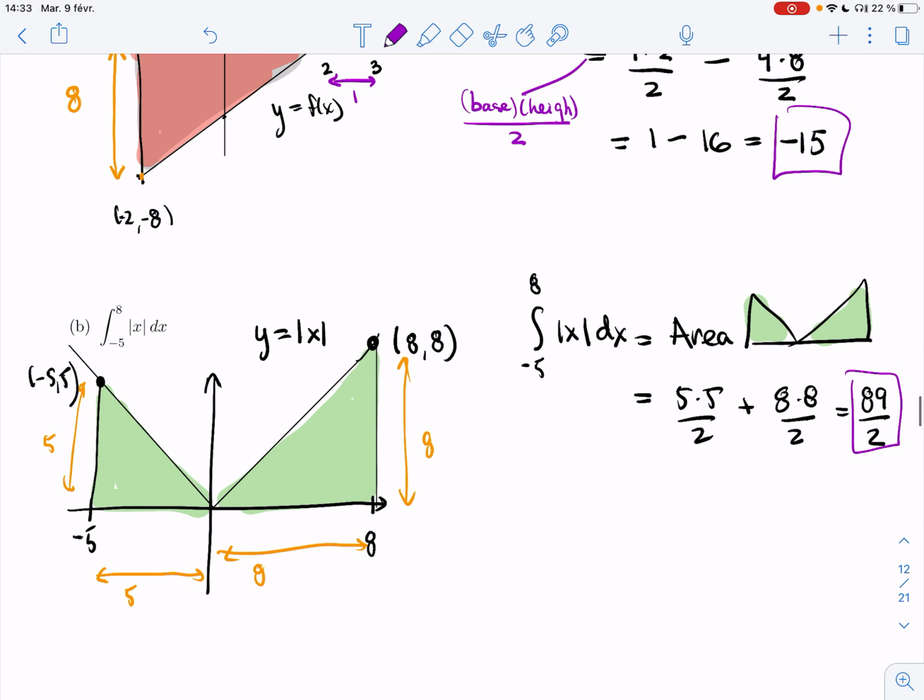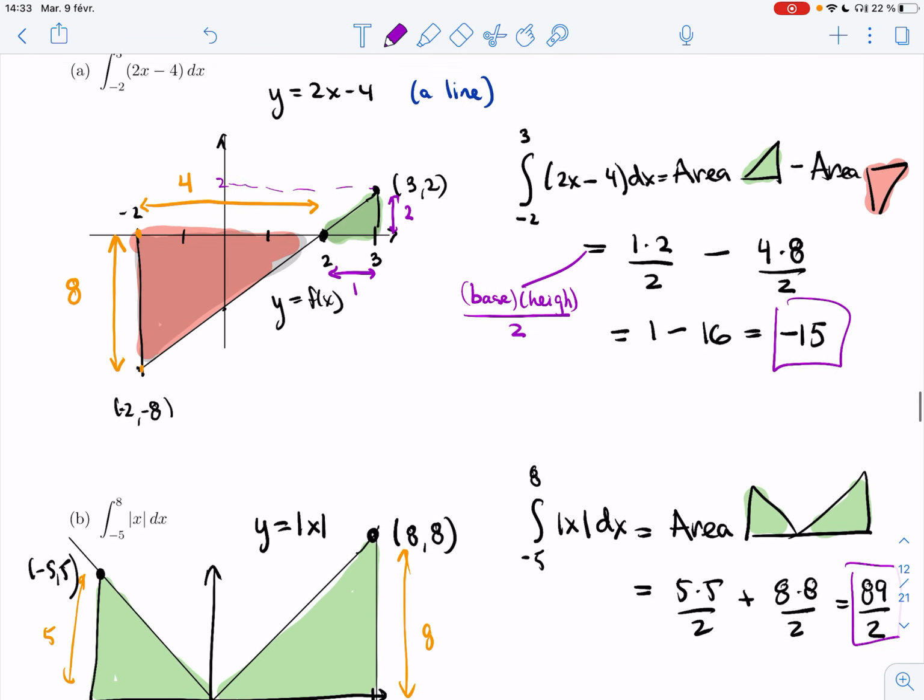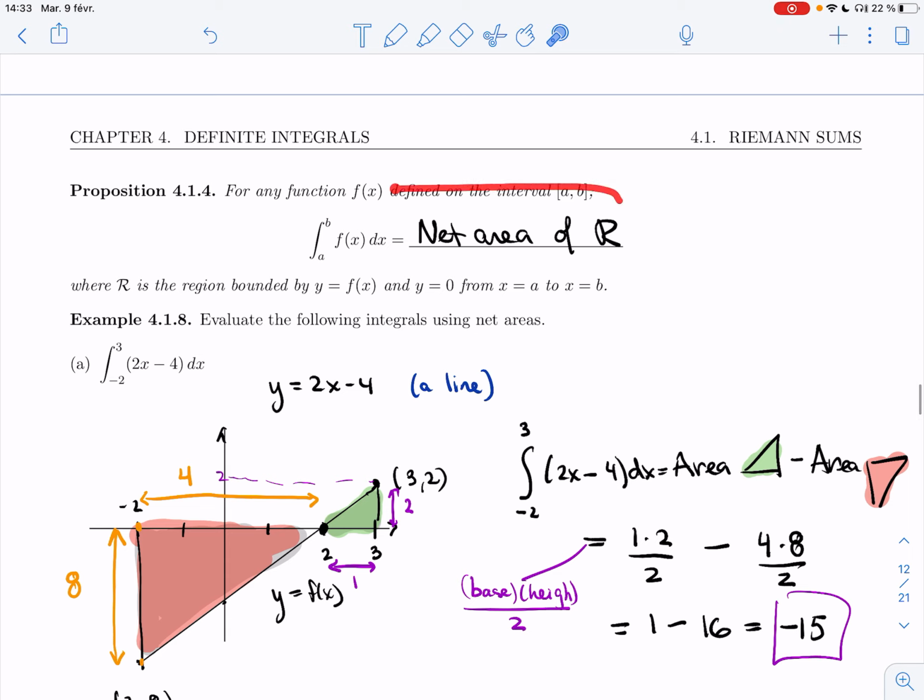All right, so at this point, we understand what we're calculating. We know it's the net area, we know it's the area if it's positive and all of this. So we can see how for simple regions we could use the areas to compute the integral, but that's kind of backwards. We want the integral to be able to compute area.